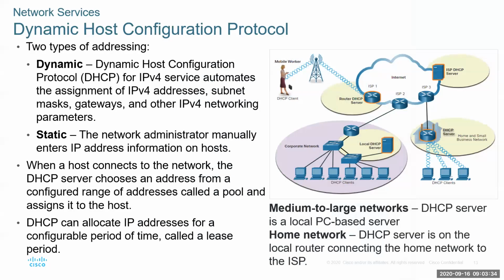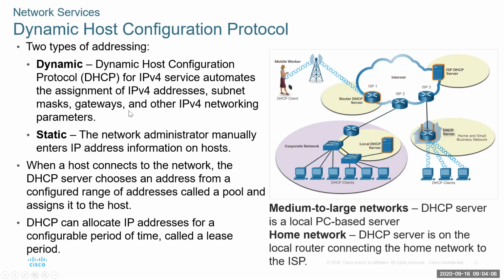So starting with DHCP, for those of you that aren't familiar with what DHCP is, it's the Dynamic Host Configuration Protocol, usually for IPv4. It helps automate the assignment of IPv4 addresses, subnet masks, gateways, and other parameters. The alternative to DHCP, or dynamic, is static, in which case a network administrator must manually enter the IP address information and configure all the different parameters on their own.